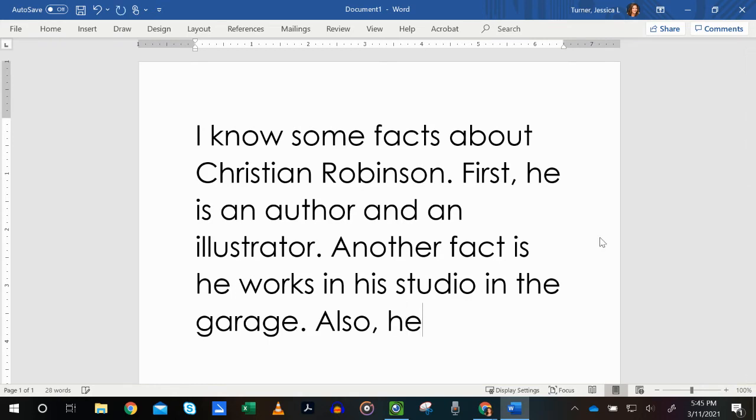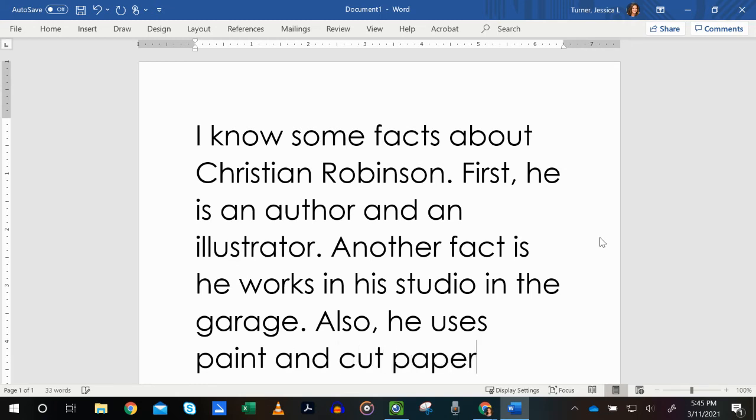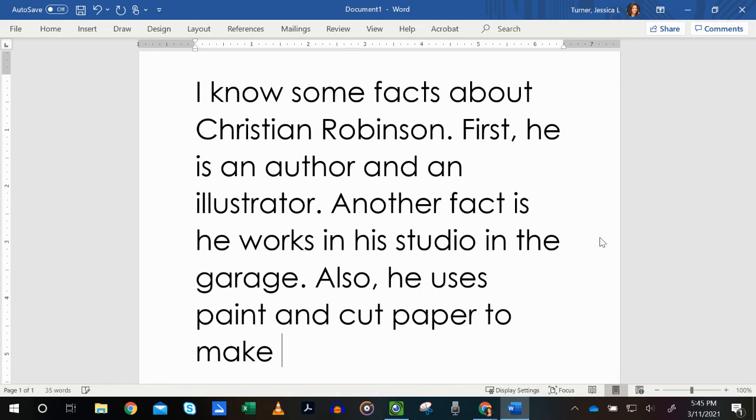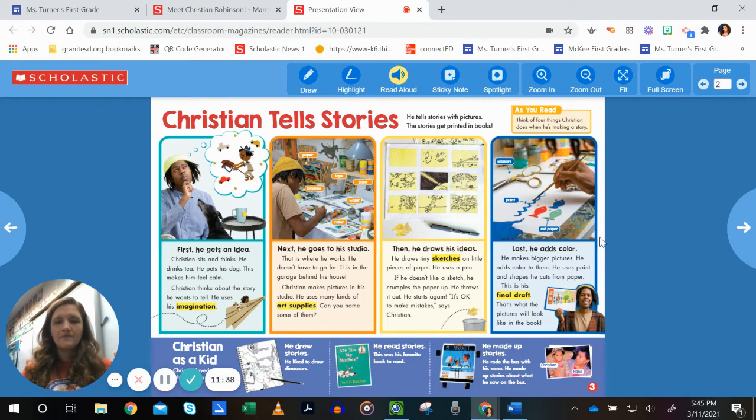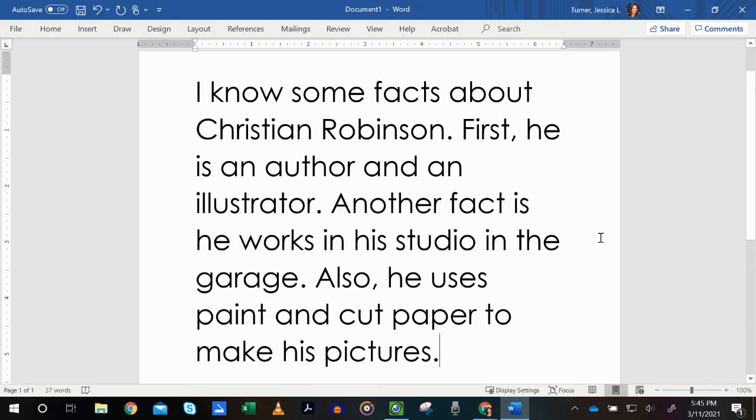Also, he uses paint and cut paper to make his pictures. And with a period, that's right. Go ahead and pause it if you need to.